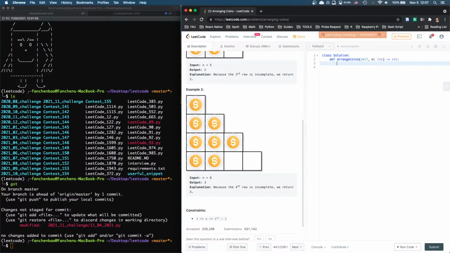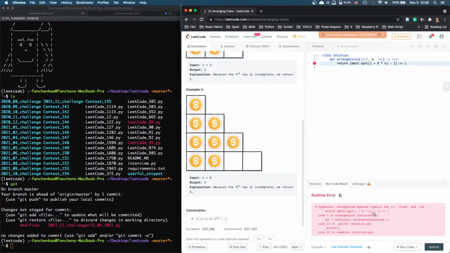I think what I just need to do is return an integer of math.sqrt of 1 plus 8 times n, right? So this minus 1 and divided by 2, which I can just do this. Divided by 2, isn't that a right shift by 1? That should be it. Oh, that gave us this, so that is not right. So we do have to take an integer.